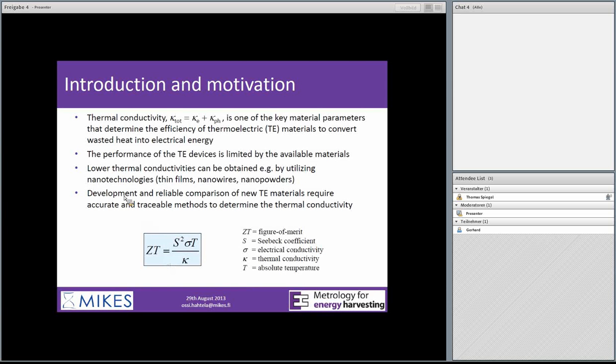At present, the performance of the thermoelectric materials is limited by the available materials. In this field, there's a lot of activity in developing new materials, and one potential way to reach lower thermal conductivities is to use nanotechnologies, to utilize thin films, nanowires, and nanopowders. But in development of new materials, so that we can reliably compare new materials, we need, of course, accurate methods to determine the material parameters.